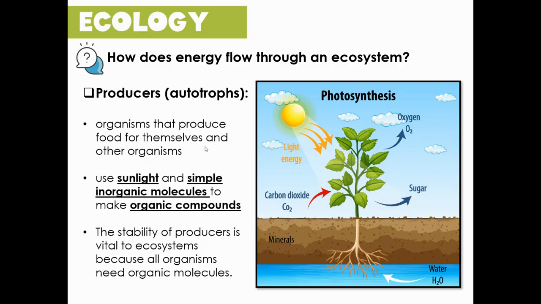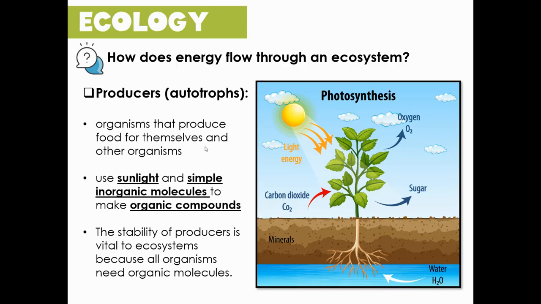All right, so I just want to walk through our trophic pyramid, each of our levels, and just remind you of some things that we talked about this year. So producers are also known as autotrophs. These are organisms that produce food for themselves and also other organisms. What these producers do, via photosynthesis, is use sunlight and simple inorganic molecules like carbon dioxide to make organic compounds like sugar, glucose.